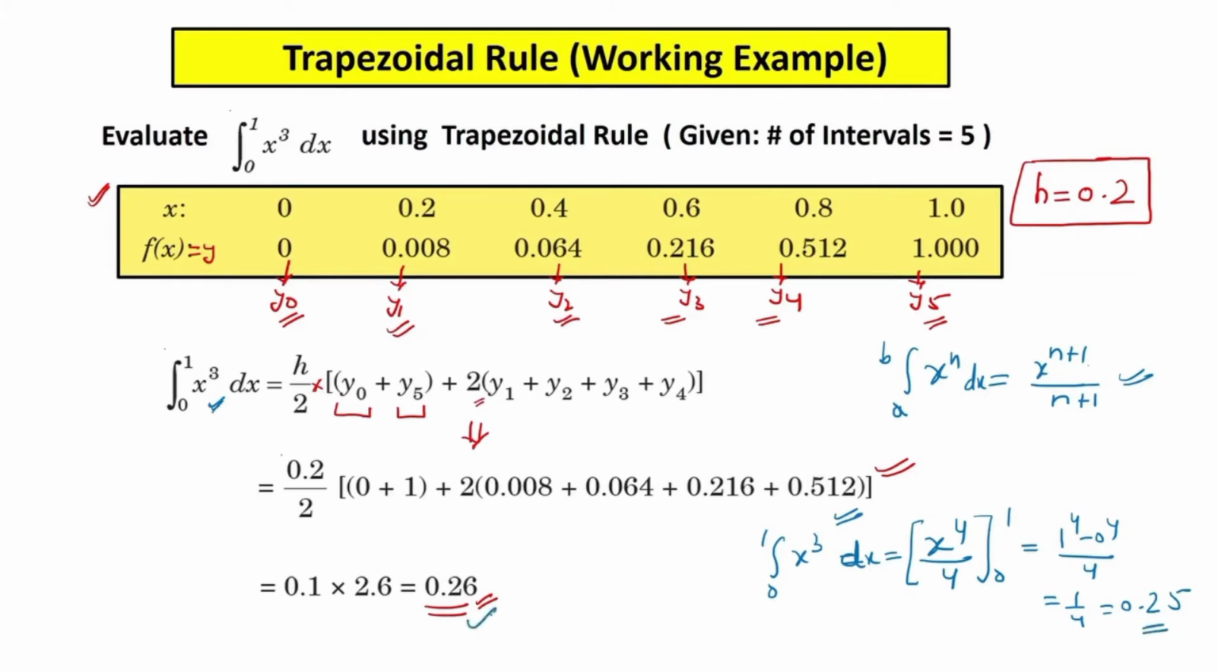And here by numerical integration, that is by the trapezoidal rule, we got 0.26. So actually we got similar values between our trapezoidal rule and the normal integration. So the trapezoidal rule or the numerical integration method gives us approximate values. Okay, so this is your trapezoidal rule and this is how it works.